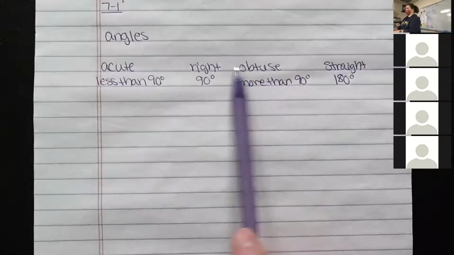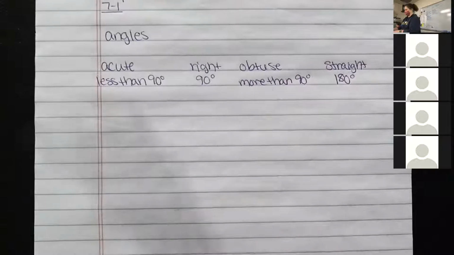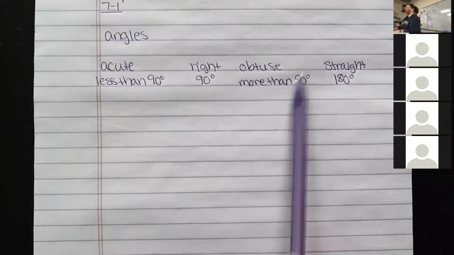And then obtuse, no, rough crowd, Mrs. Adrian angle. Yeah, okay, I got a little smirk. Thank you.